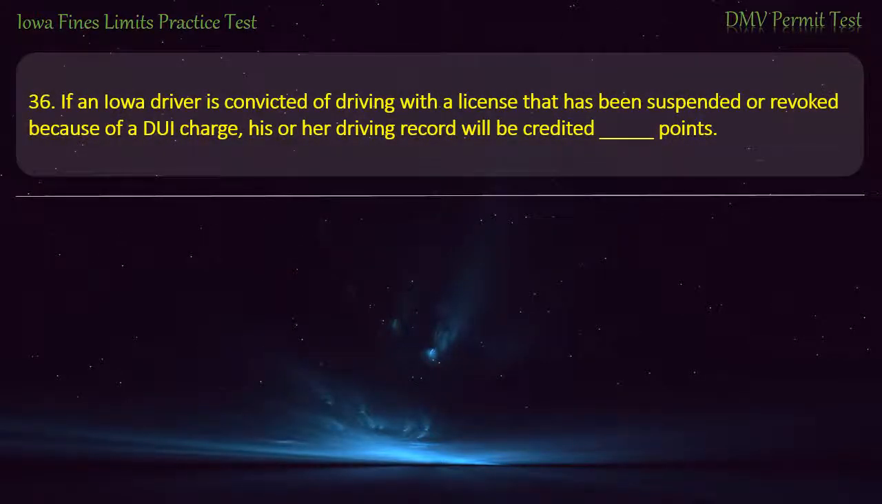Question 36. If an Iowa driver is convicted of driving with a license that has been suspended or revoked because of a DUI charge, his or her driving record will be credited points. 5. 3. 8. 10. Answer: 3.